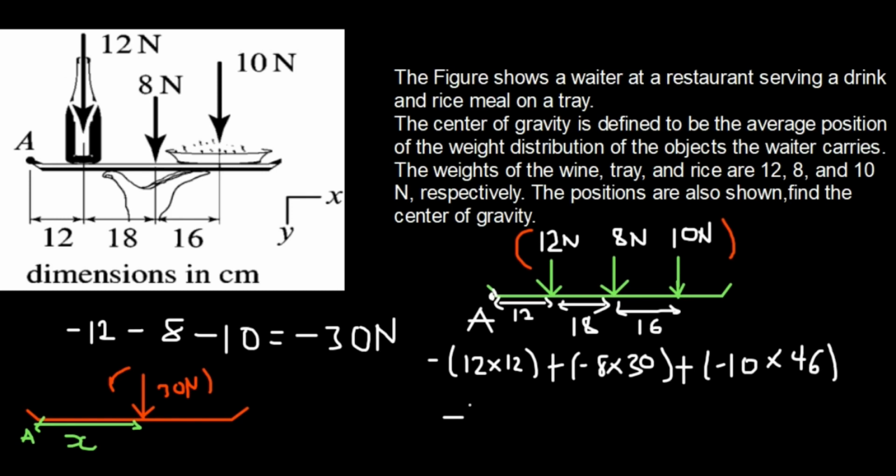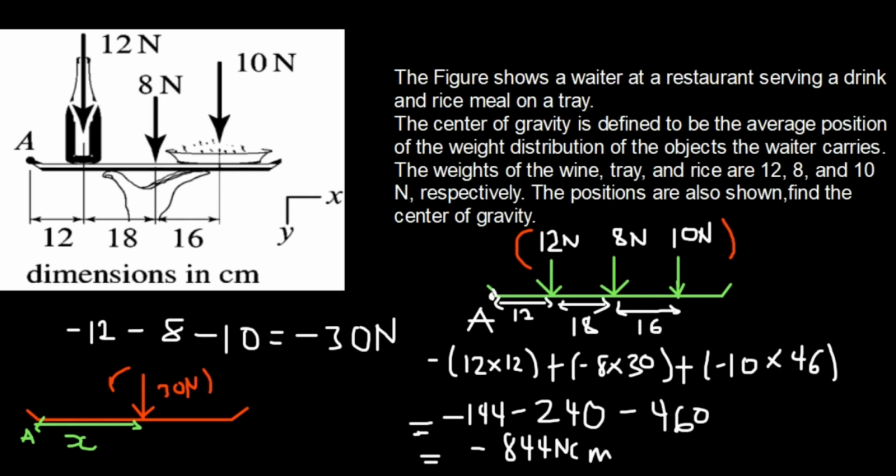So this will give me minus 144. Then this will give minus 240. This also gives me minus 460. So now let's find the resultant moment. So minus 144 minus 240 minus 460. This gives me minus 844 Newton centimeter.